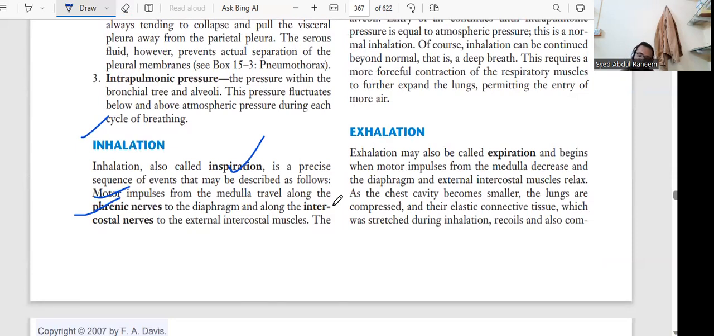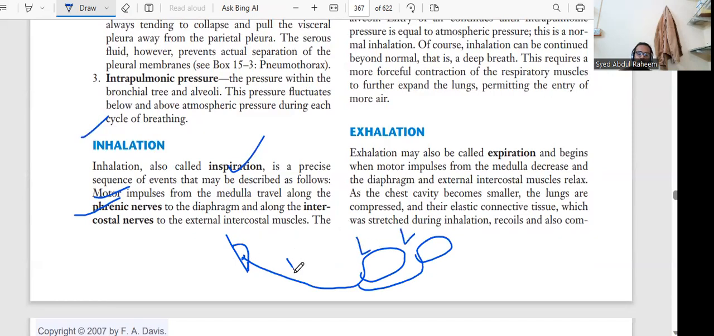So here are very important things we have to remember. That is three things. One is inhalation, how does it happen? We have an area called the medulla in the brain. From that we have a nerve, the phrenic nerve. Actually, the phrenic nerve is connected to the diaphragm, not the lungs.